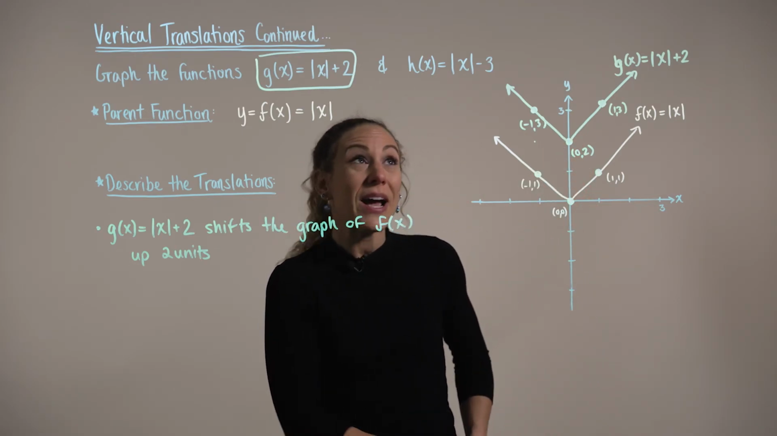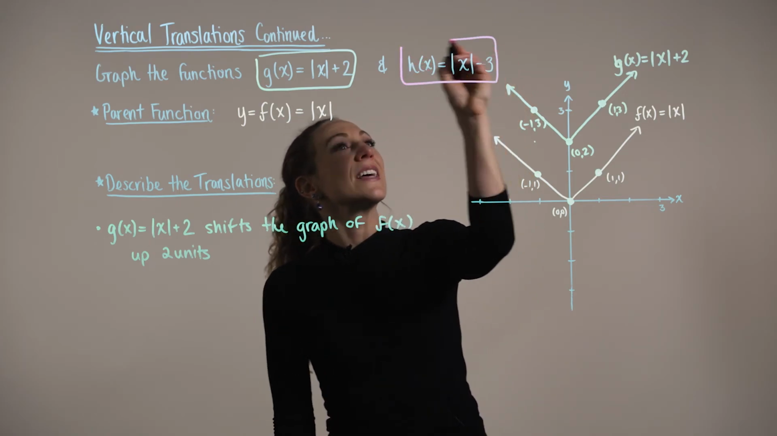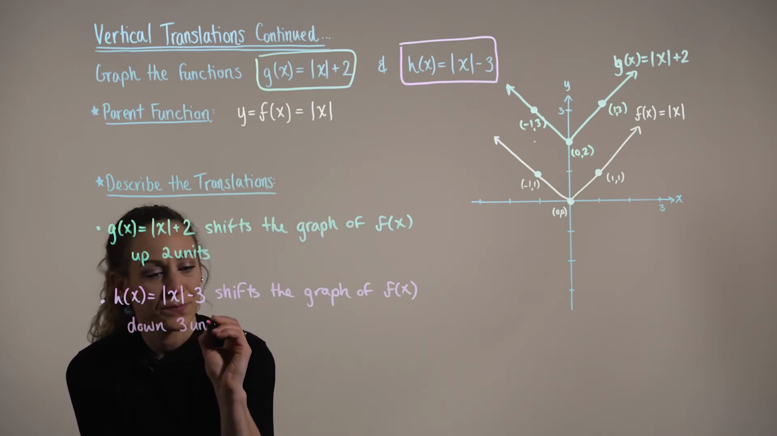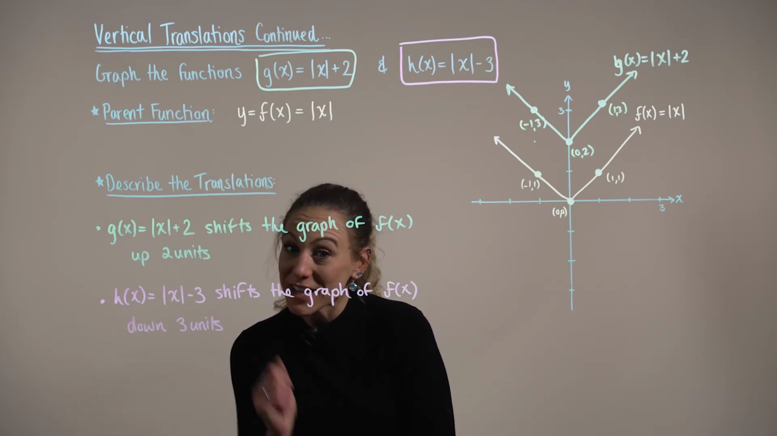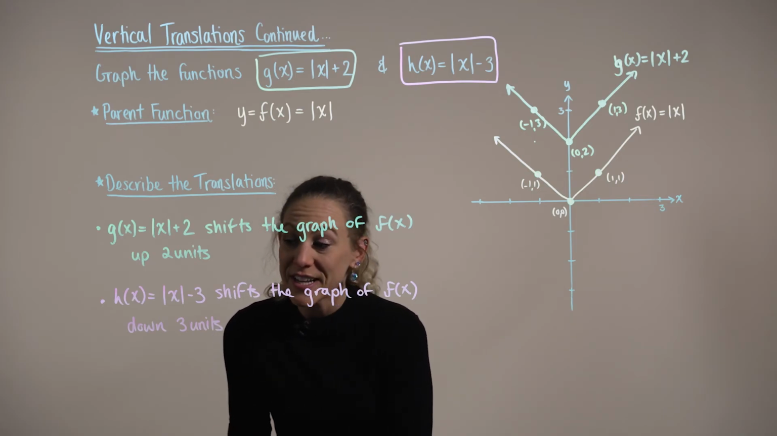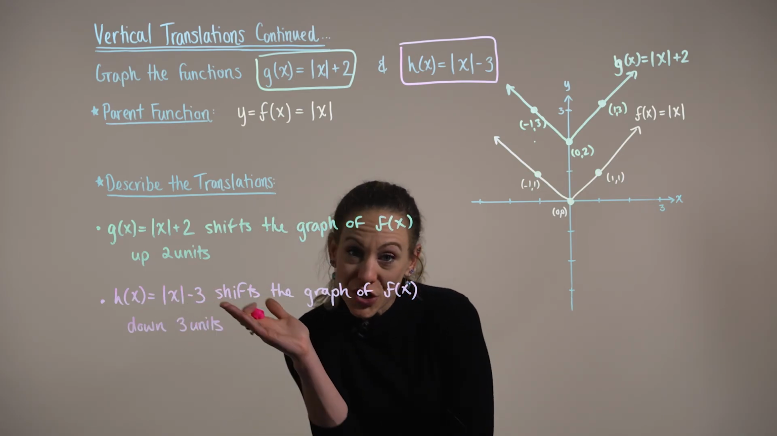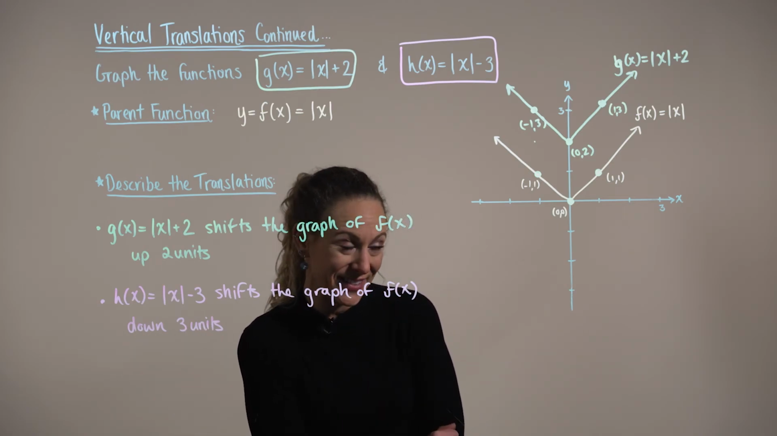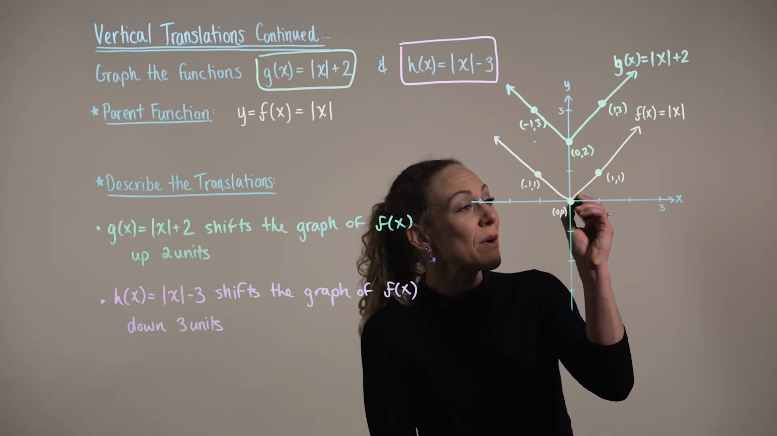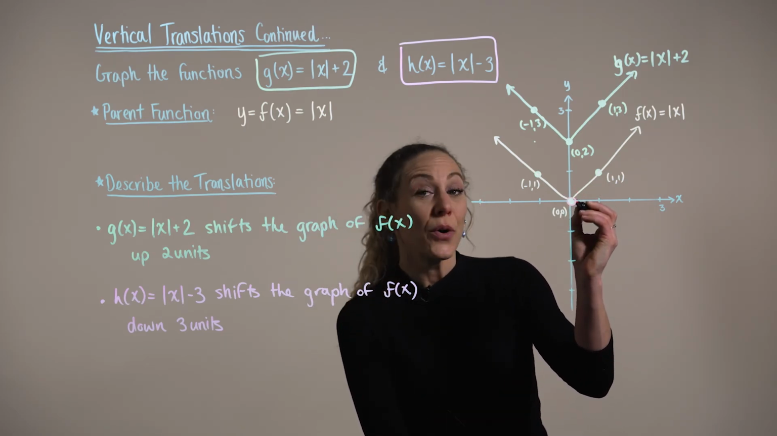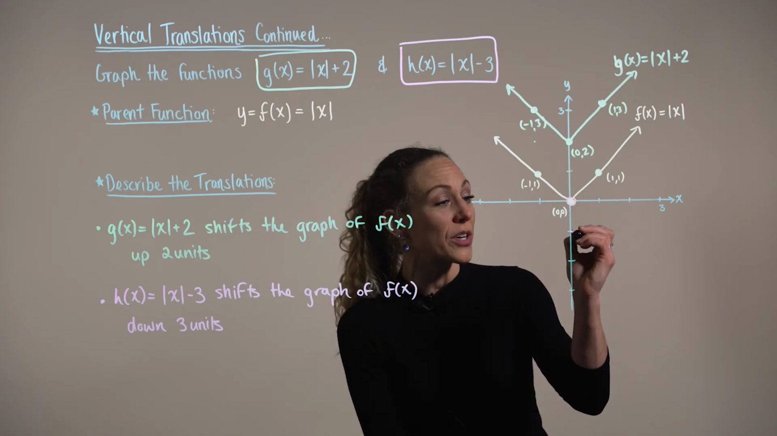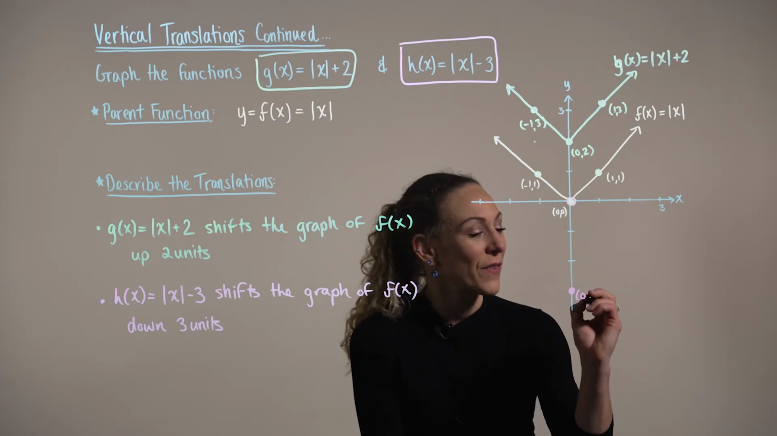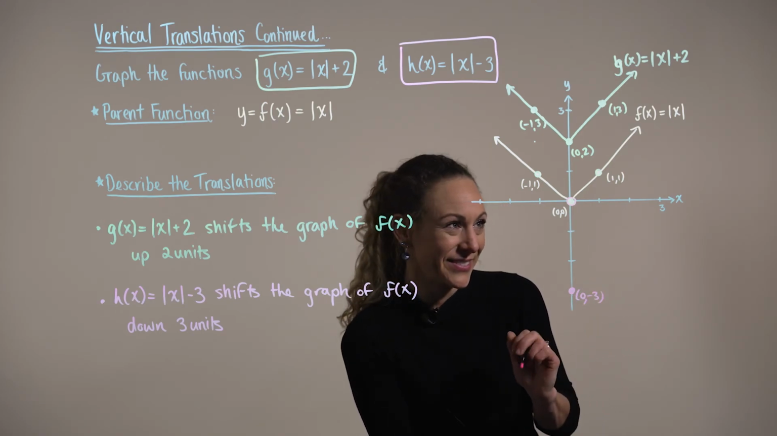Now similarly, let's go ahead and consider our second function, h of x. Now here, since we're subtracting a constant 3 from the parent function, this is letting us know that this function shifts the graph of the parent function down 3 units on our y-axis. And again, starting from our parent function, its vertex, we're going to take this point and shift it downwards 1, 2, 3 units, producing the new vertex 0, negative 3.